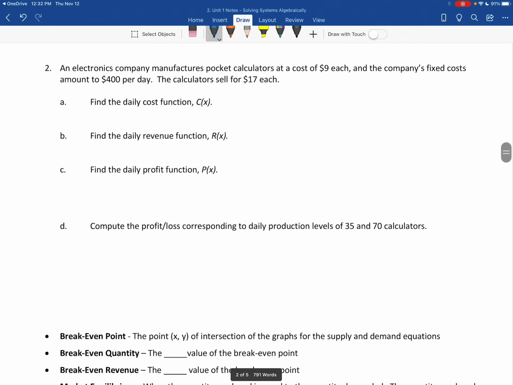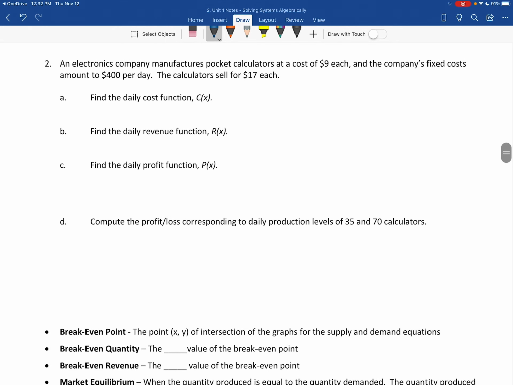So let's do an example. It says an electronics company manufactures pocket calculators at a cost of $9 each, and the company's fixed costs amount to $400 per day. They then sell the calculators for $17 each. We want to find the cost, revenue, and profit functions in that order.